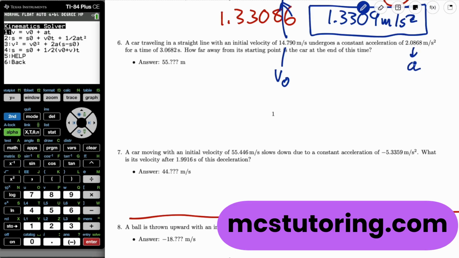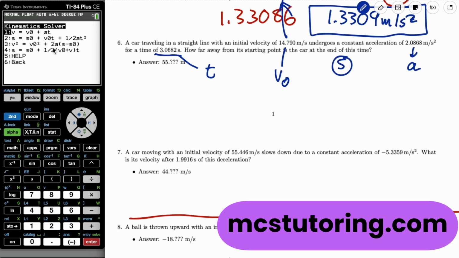So that's going to be our A for acceleration. And then for time, that's going to be our time. How far away from its starting point? Okay, so what we're looking for is S. I know it's funky. You want D for distance, but we get S for displacement. That's what we're looking for. So what we need, we've got a V0, we've got an A, an S, and a T.